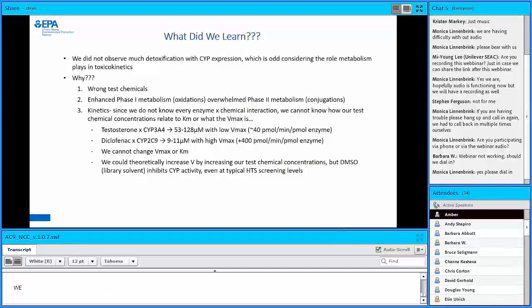But one thing we could theoretically change, based on that graph I showed you from Michaelis-Menten kinetics, is we could increase the velocity of the reaction by increasing the test chemical concentration. However, as I mentioned earlier, since our libraries are solubilized in DMSO, that quickly becomes a diminishing return because the DMSO will inhibit our CYP activity. So in trying to increase the velocity of the reaction by increasing our test compound, we're also increasing the amount of DMSO in the system, and that would have a negative impact on the reaction.